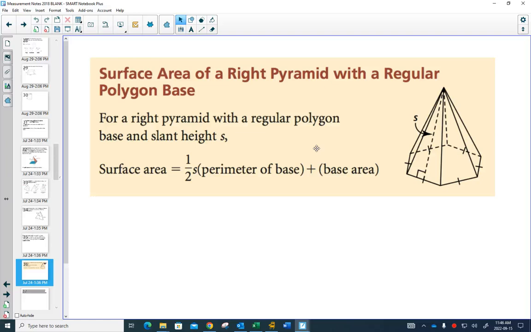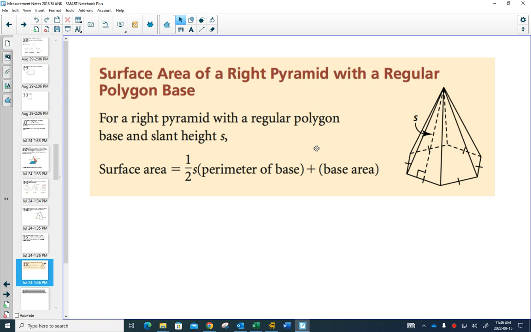Okay, on page 20, you have the following picture and a formula, which is the surface area of a right pyramid with a regular polygon base. Now, if you look at your formula sheet, this formula is not on there. So you have two options.